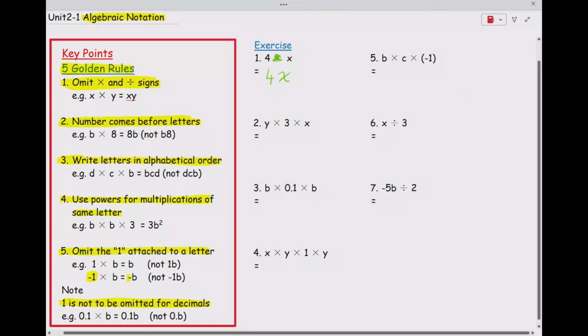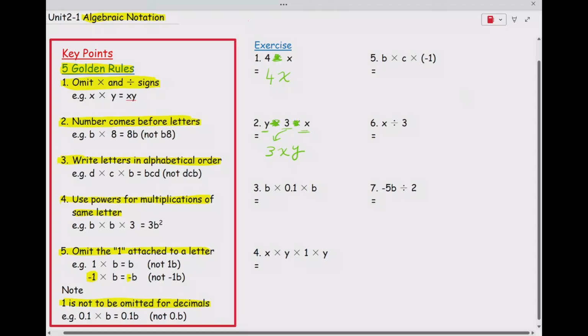Question number 2. Y times 3 times x. If you remember the 5 rules, you should be able to do this too. First, omit the multiplication signs. And next, number comes first, followed by the alphabet. Lastly, the letters are arranged in alphabetical order. Therefore, the answer is 3xy.